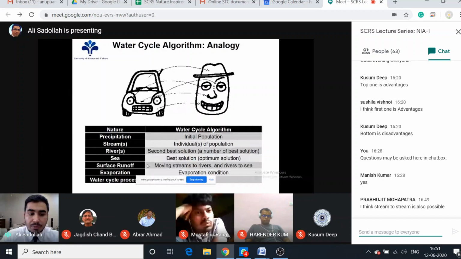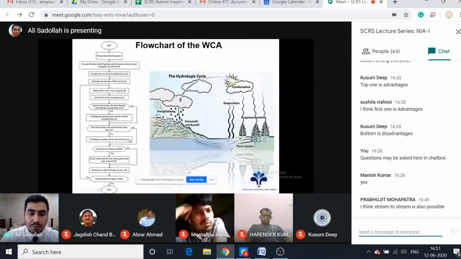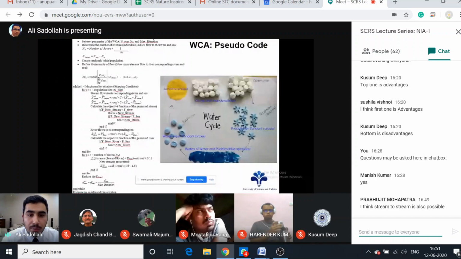So this is the flowchart of the water cycle algorithm. The fonts are very small, but you can find it in the paper published in 2012. Here is the pseudocode of the water cycle process. I will go through the code and then show you in MATLAB how to work with it, line by line, and how we can run it. I will give you an example for a constrained optimization problem and also unconstrained optimization problems.